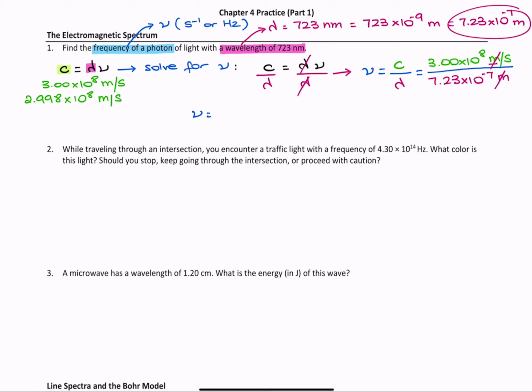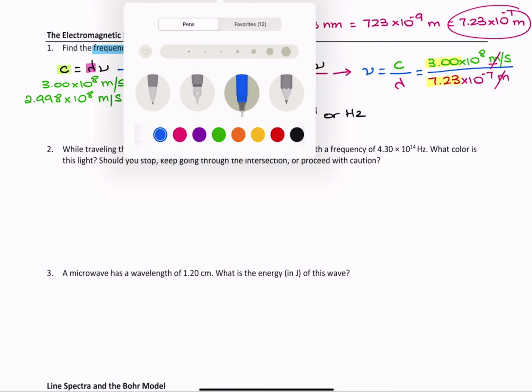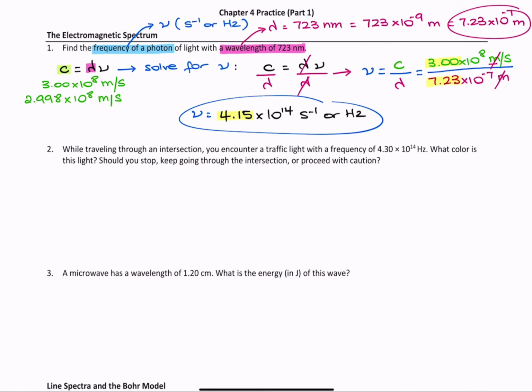Plug this into your calculator, and you will get an answer to 3 sig fig as being 4.15 times 10 to the 14th per second, or hertz. And sig figs wise, I have 3 sig figs here, 3 sig figs here, so it makes sense that my answer is given to 3 sig figs.